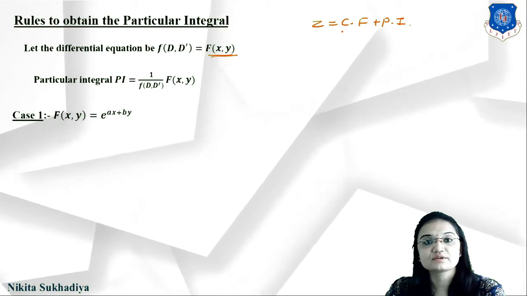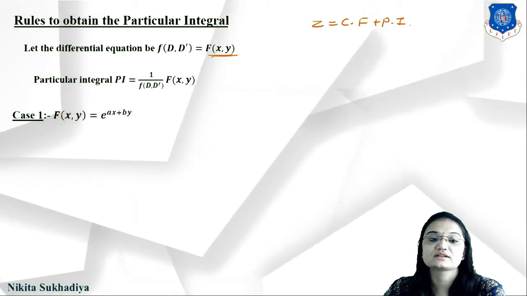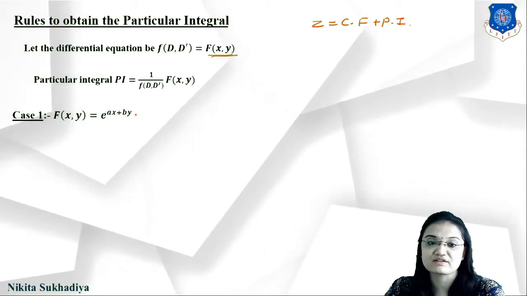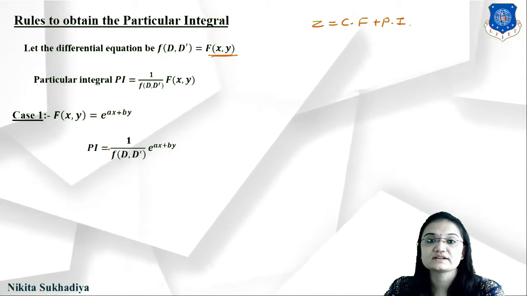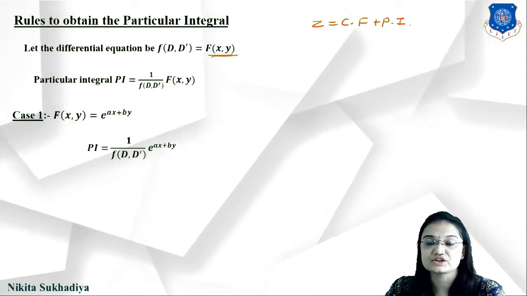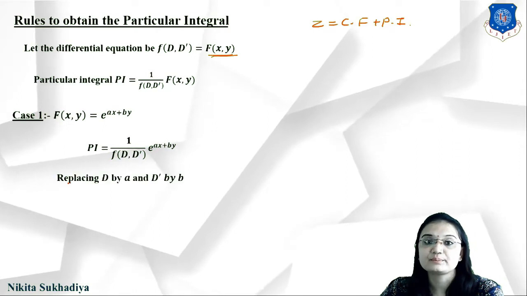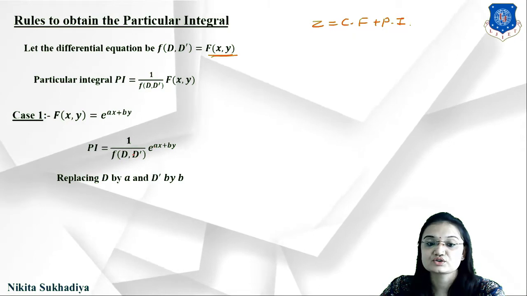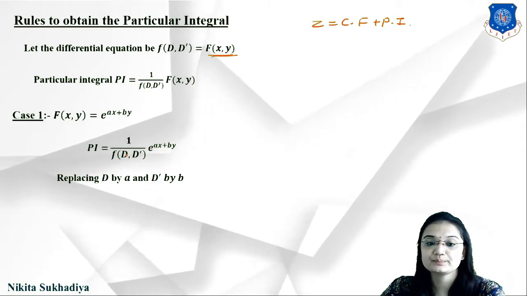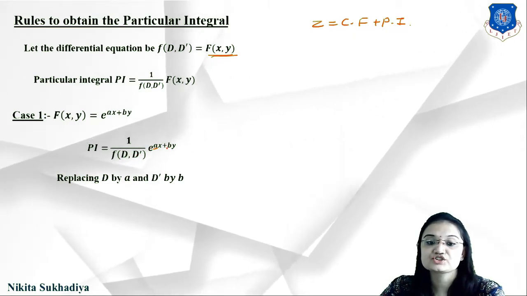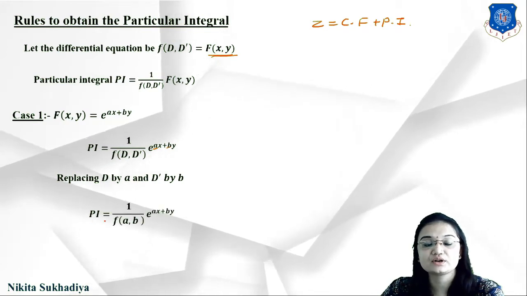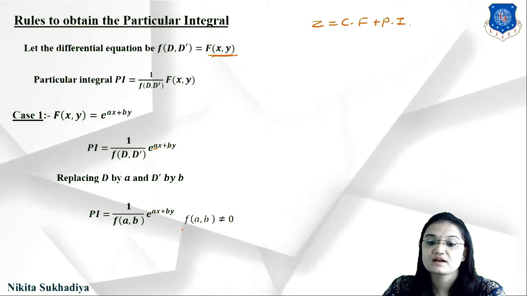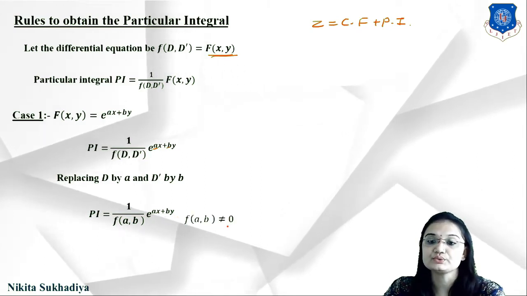Case number 1, to solve particular integral: if f of xy is of the form e raised to ax plus by, then particular integral is equal to 1 upon f of D, D dash into e raised to ax plus by. Replacing capital D by a and D dash by b, we will get particular integral is 1 upon f of a, b into e raised to ax plus by, where f of a, b is not equal to 0.